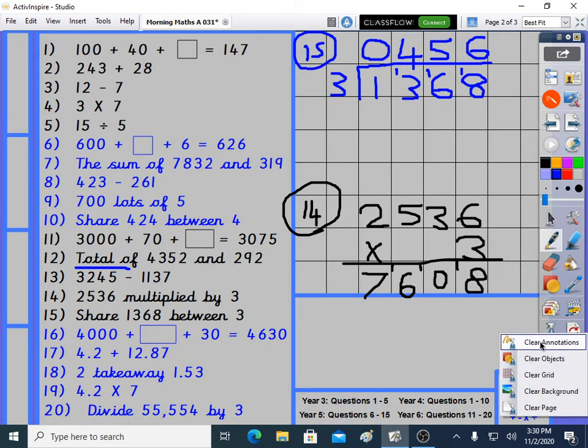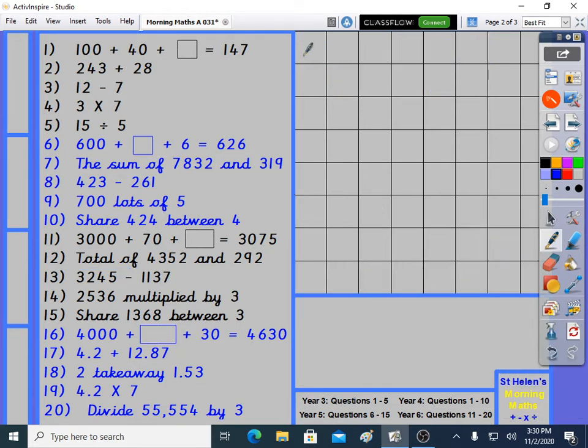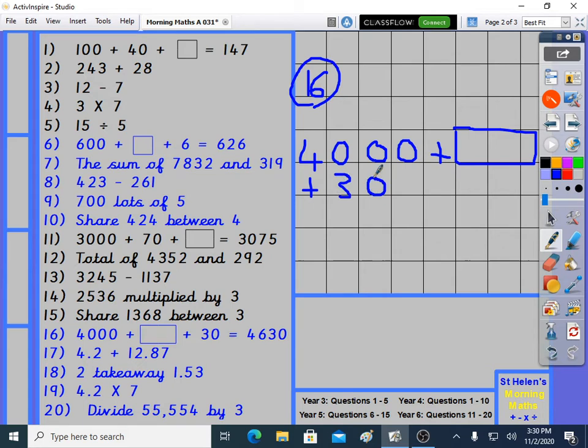We'll move on to year 6 level work. Question 16. 4,000 plus something plus 30 equals 4,630. What's missing is a 600. I'm sure you can see that after all these years of practice. The 600 is missing. You've got a 4,000 and a 30, but in the answer is 4,630. So in the missing box goes the 600. I'll write it out anyway, being a good boy. 4,630 is the answer. In the missing box, 600.